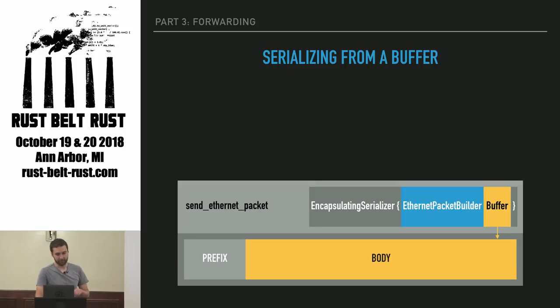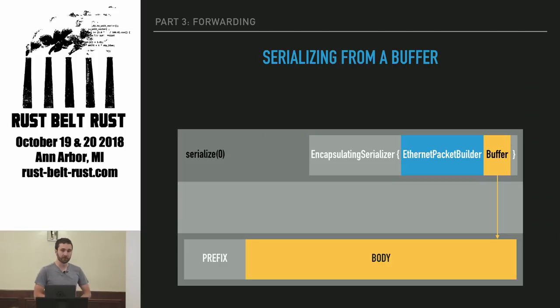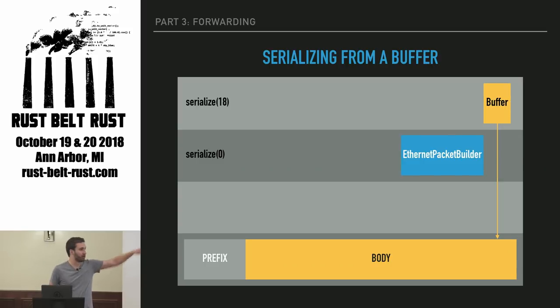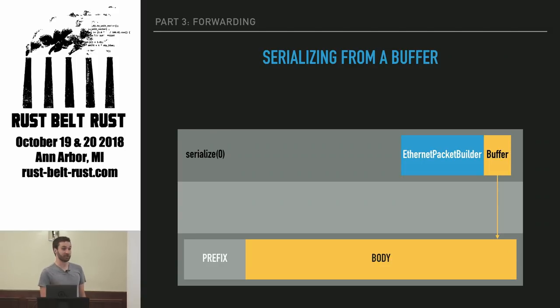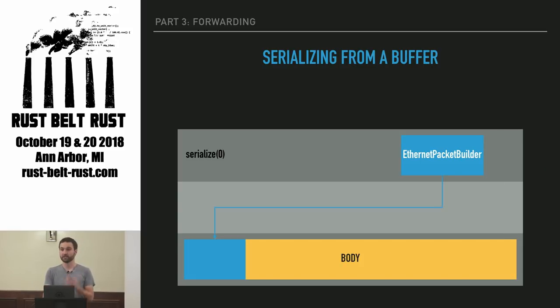So then the send Ethernet packet function says, OK, great, I've got my serializer, and I need to serialize. So we call serialize of 0. We want to serialize this thing. It says, OK, Ethernet header asks for 18 bytes in the prefix. So we'll ask for serialize 18 of our serializer. Now, the buffer is the serializer, so the buffer looks at itself and goes, well, I already have 18 bytes, so we're done. And it returns itself by value. And the call to serialize 0 goes, OK, great, I have a buffer that has 18 bytes of prefix space. I can just serialize this header directly in place.